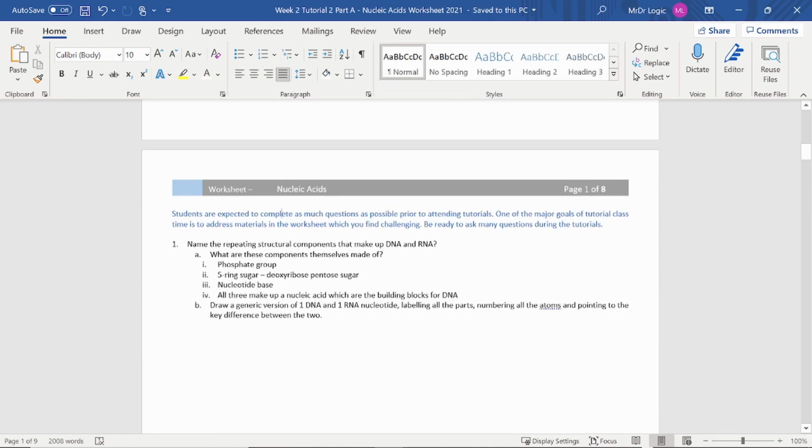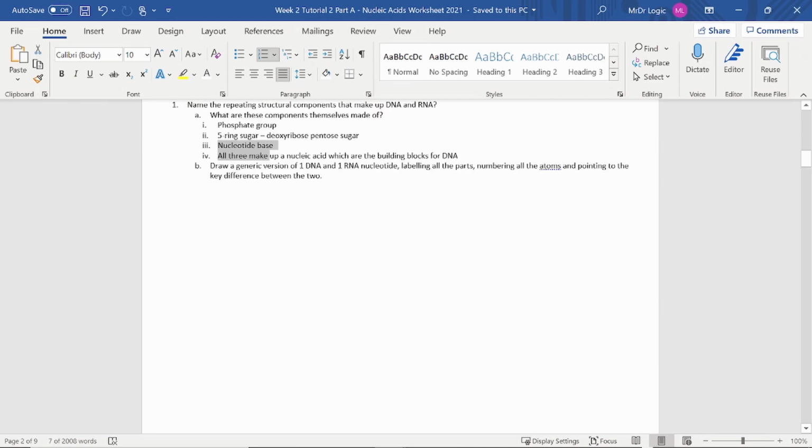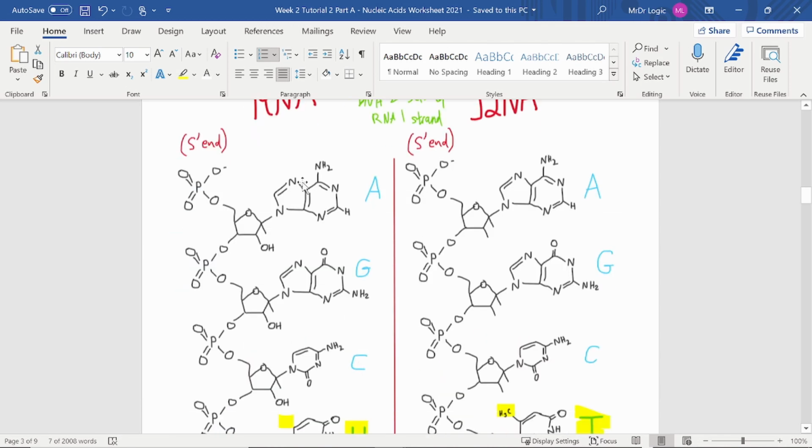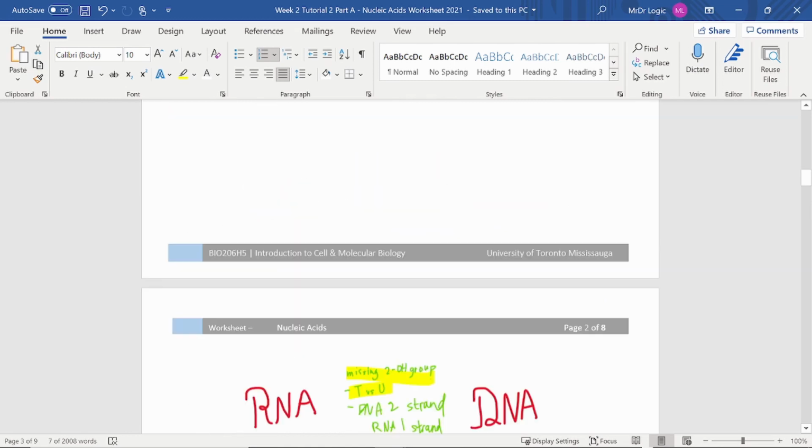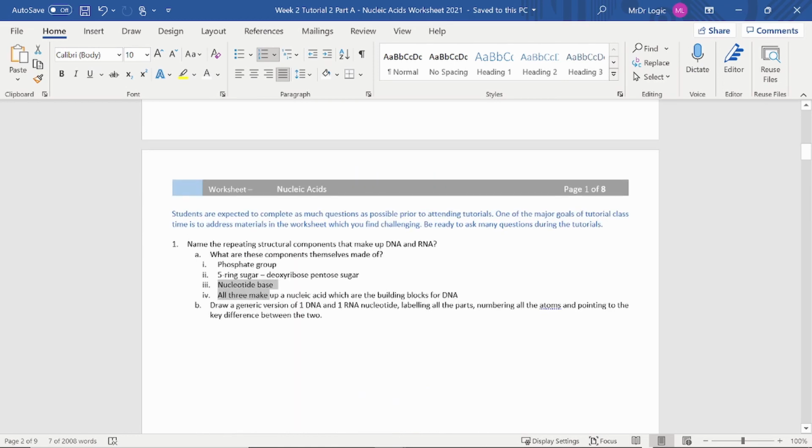Okay, so moving on. Okay, the phosphate group. All 3 make up the new building blocks of DNA. We'll get into that later. But what makes it up specifically? Phosphate group, 5-ring sugar, and nucleotide base. So basically, you had to draw everything out and say the similarities and differences and point out the differences. Where is it? All the parts.